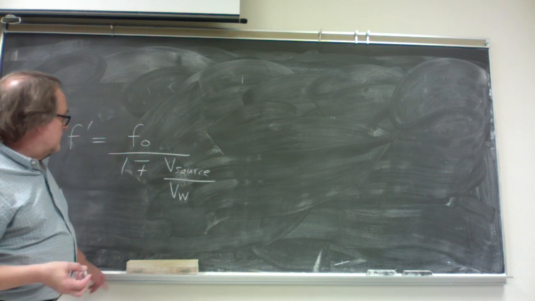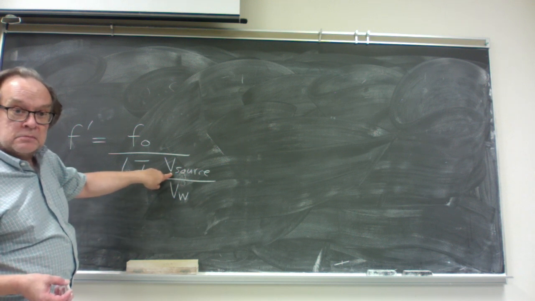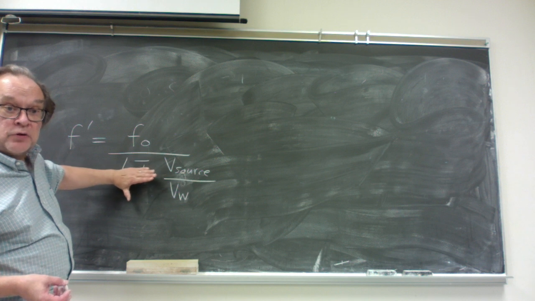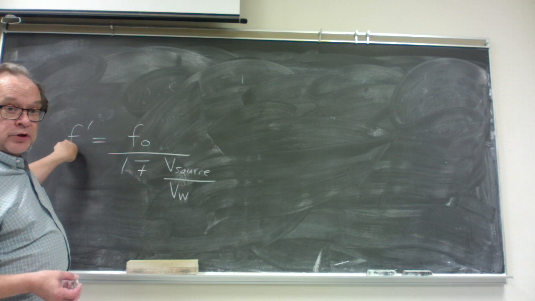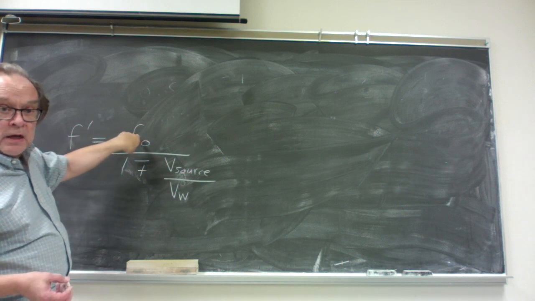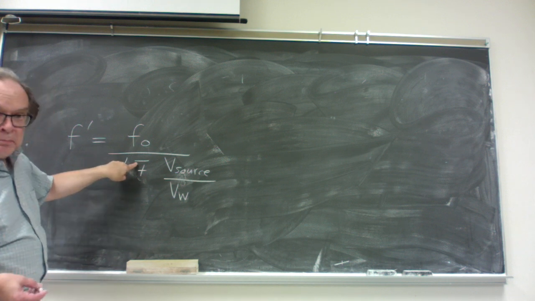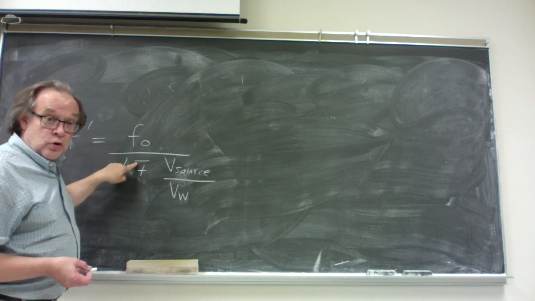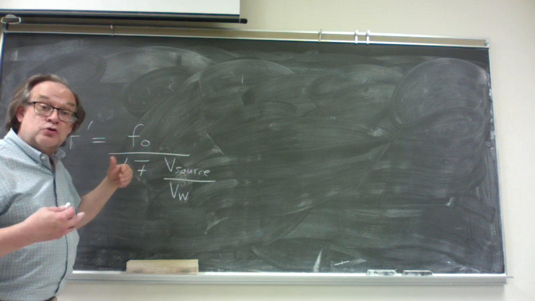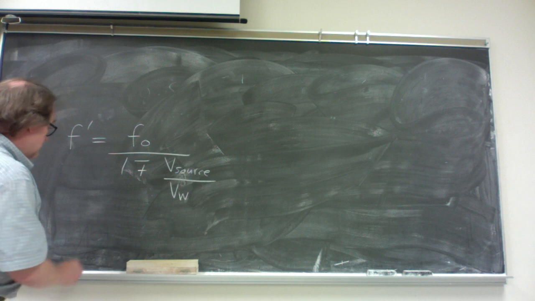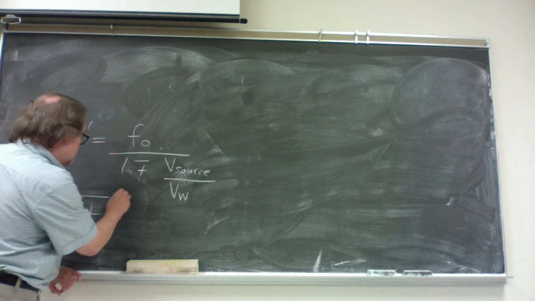So, as you can see, whenever the source is moving, the denominator is different from 1. So the frequency that's actually heard by the observer is different from f0, the frequency at the source. And the minus sign corresponds to the source moving towards the observer, and the plus sign corresponds to the source moving away.